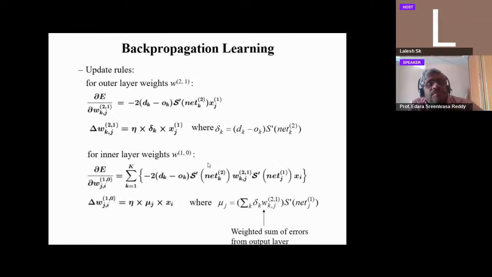So for inner layer weights, W of 1 comma 0. For inner layer weights, W of 1 comma 0. That means from input layer to hidden layer. Dou E by dou W 1 comma 0.